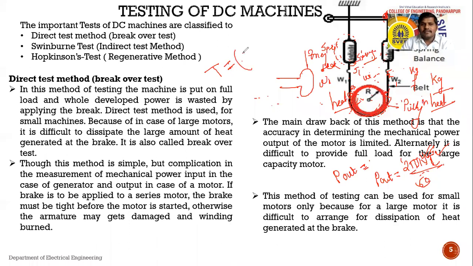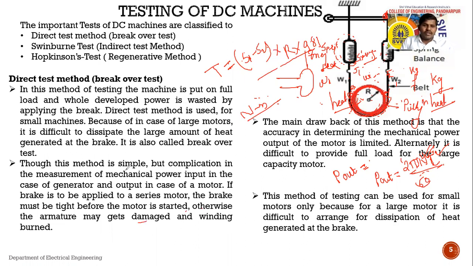Spring balances, the difference between spring balances, that is S1 minus S2, into the radius of the drum, that is R, into 9.81. So this torque can be calculated in the form of Newton meter. The brake must be tight before the motor is started. Otherwise the armature may get damaged and the winding may be burned.